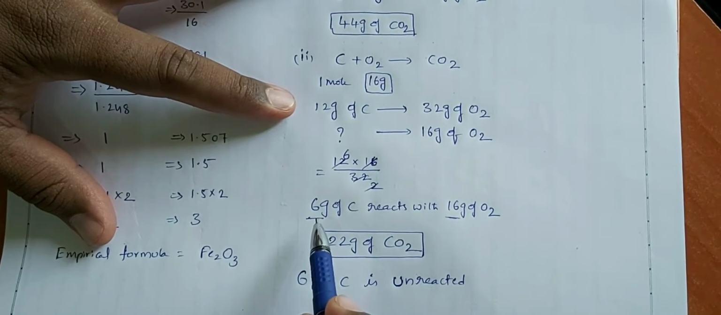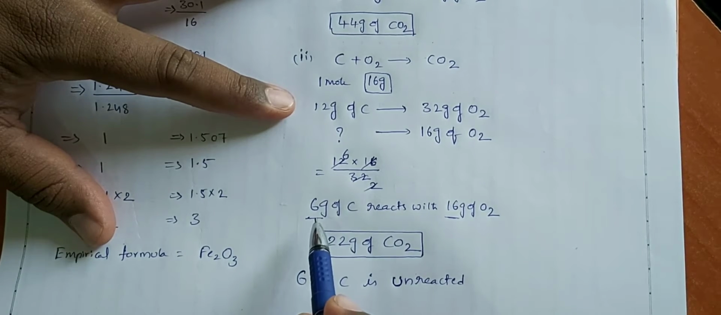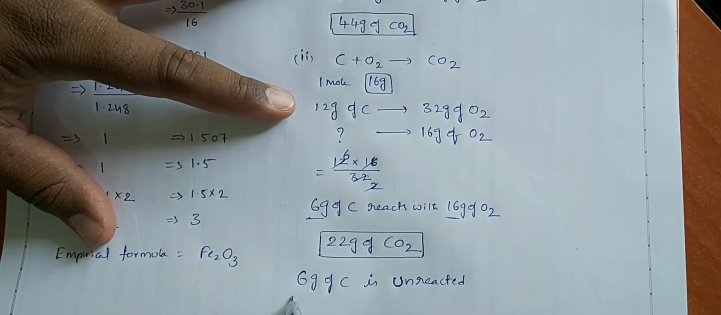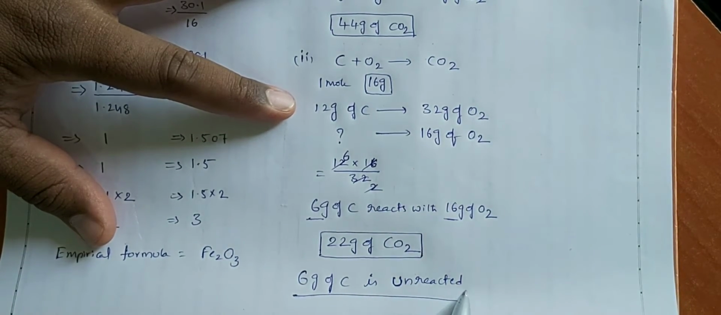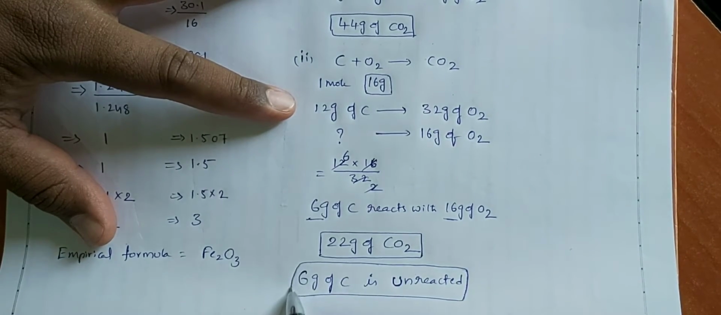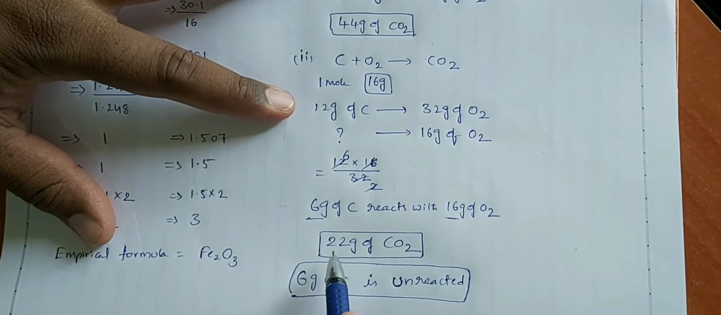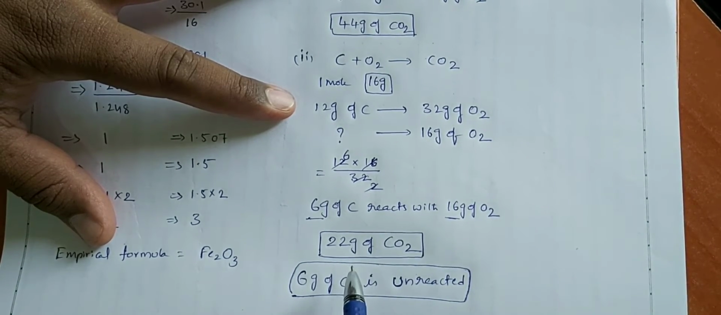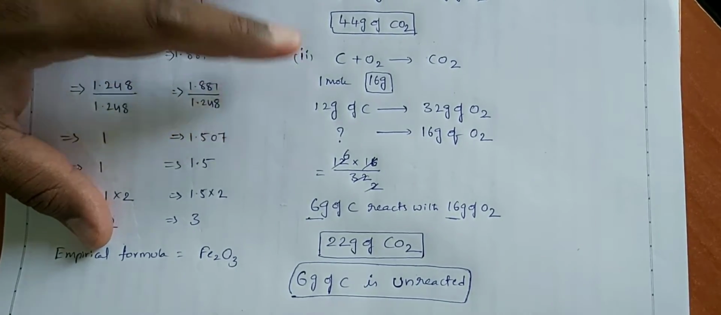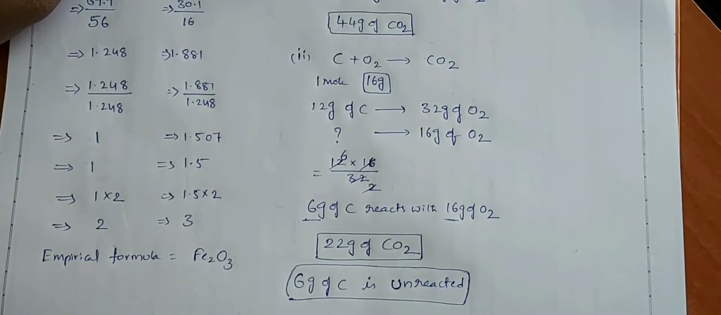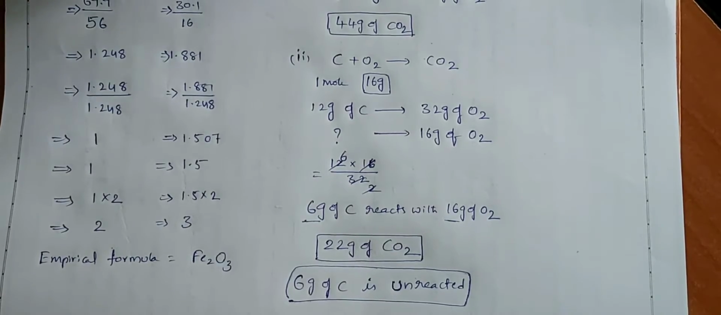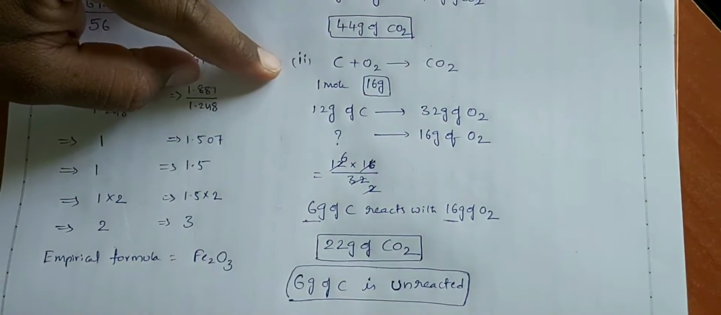The remaining carbon will remain unreacted. So how much carbon is unreacted? 6 grams of carbon remains unreacted. 6 grams of carbon reacts with 16 grams of oxygen to form 22 grams of carbon dioxide. Finally, in the vessel we have 22 grams of carbon dioxide after completion of the reaction, and 6 grams of carbon, which is unreacted. Is it clear now? This is about the second one.